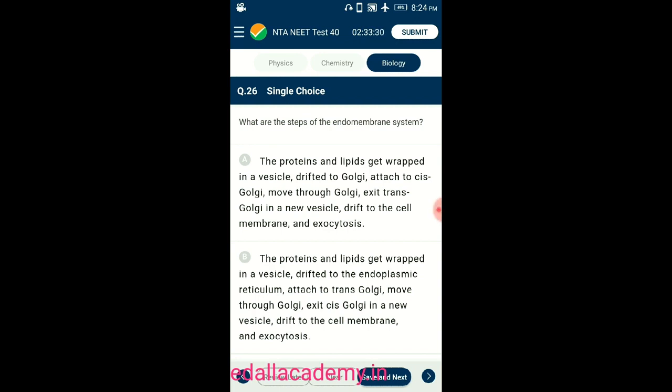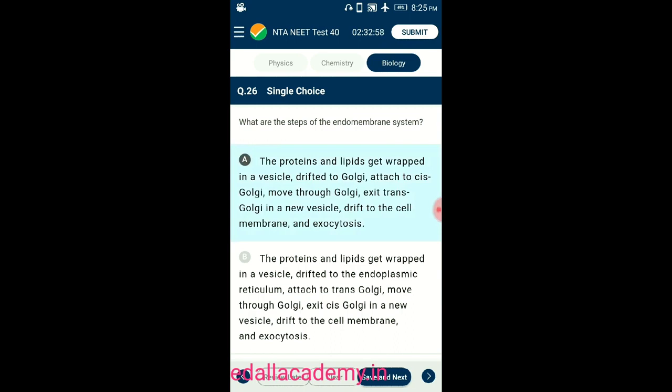The proteins and the lipids formed in the endoplasmic reticulum are first wrapped in a vesicle, drift to the Golgi, attach to the cis Golgi, move through the Golgi, exit the trans Golgi in a new vesicle, drift to the cell membrane, and finally exocytosis takes place. So the answer for this question is option A.